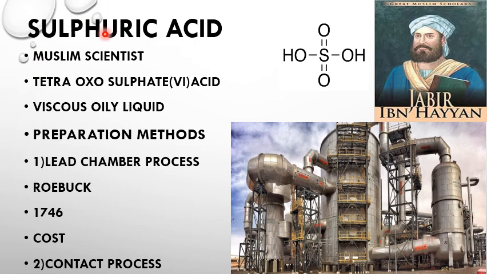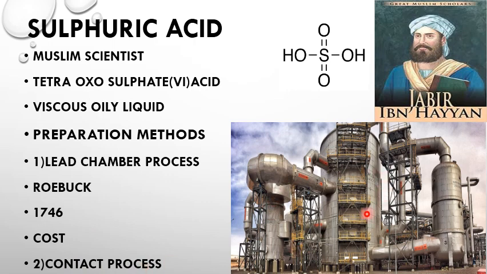Systematically, the name of sulfuric acid is tetraoxosulfate 6 acid. Sulfuric acid is a colorless, odorless, viscous oily liquid. Sulfuric acid is manufactured by two methods: the lead chamber process and the contact process. The lead chamber process was first invented by Roebuck in 1746. But the cost of this process is too high, and the second one is the contact process.